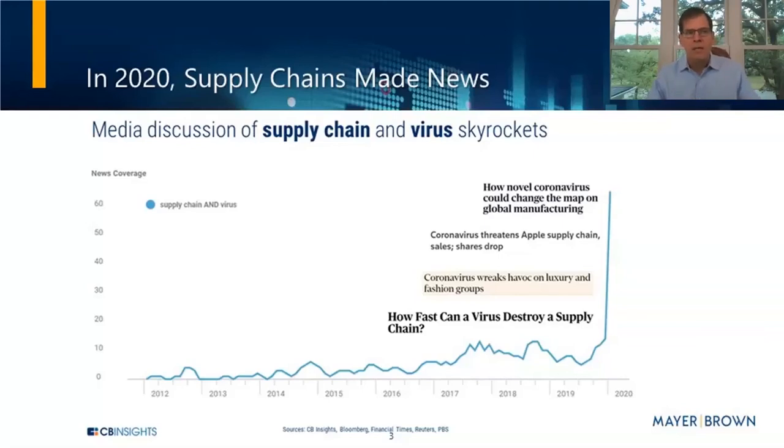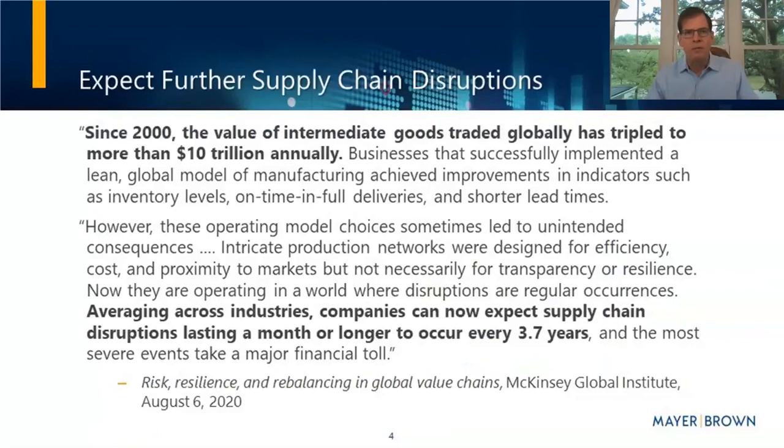On the next slide, we see a quote from an August report by the McKinsey Global Institute. McKinsey notes that in the past 20 years, the success of these intricate, complex production models has tripled global trade in intermediate goods. And I think we've seen the same or more in services and substantially more in areas like data. McKinsey predicts that companies will face major supply chain disruptions every 3.7 years.